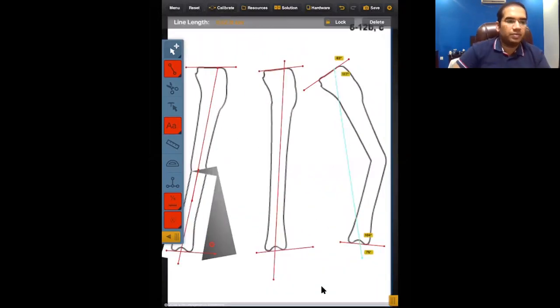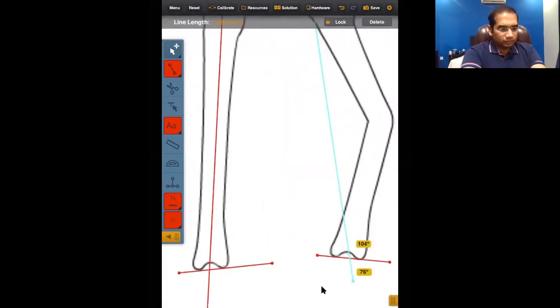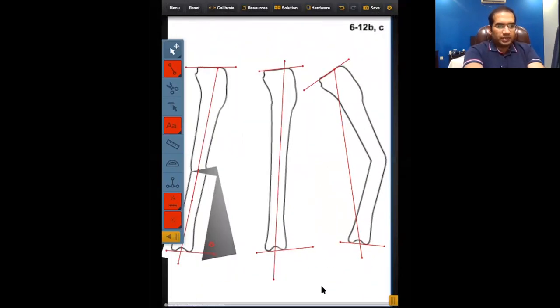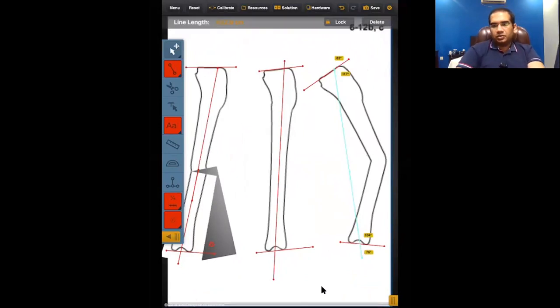Okay, now this has given me the posterior proximal tibial angle is 83 degrees, and the anterior distal tibial angle is 104 degrees. So it means both the angles are disturbed. So there must be a deformity in the middle. So now we will draw two mid diaphyseal lines.